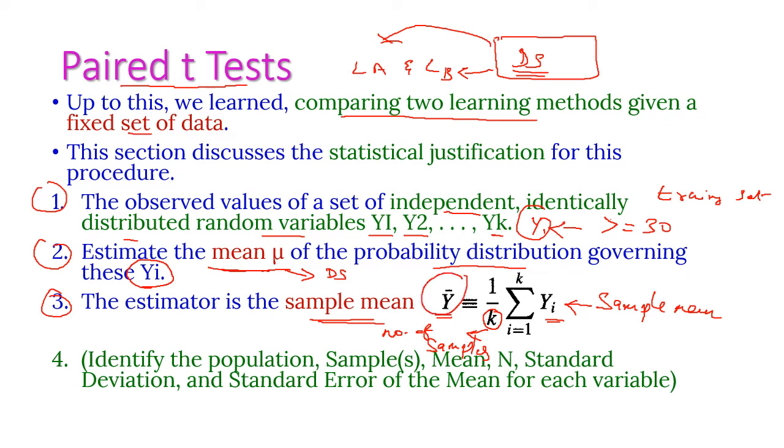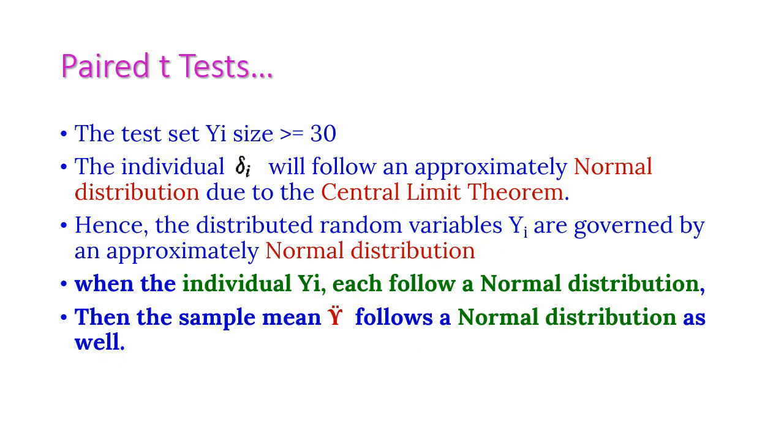Roughly speaking, we need to identify and estimate the population mean, the sample mean, and the confidence, that is the percentage confidence, standard deviation and standard error of the mean for each variable. So we need to compute all these things. Here the size of the test set yi should be greater than or equal to 30. That is, at least 30 examples should be there in a test set. And the individual delta i, what is the purpose of delta i? It is used to compare the two learning algorithms A and B, isn't it?